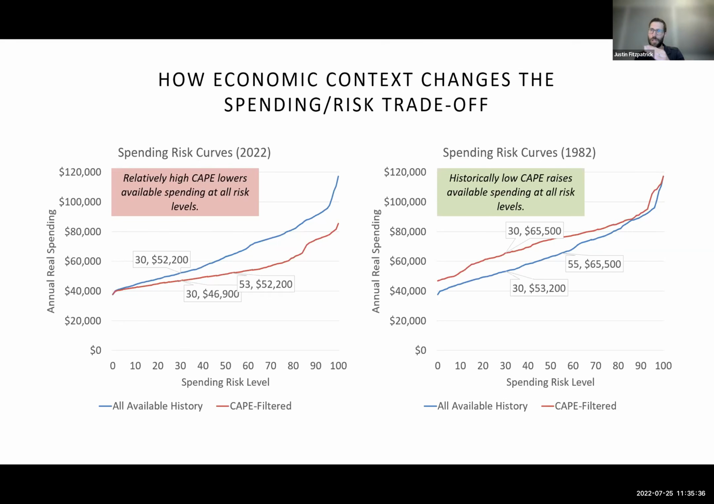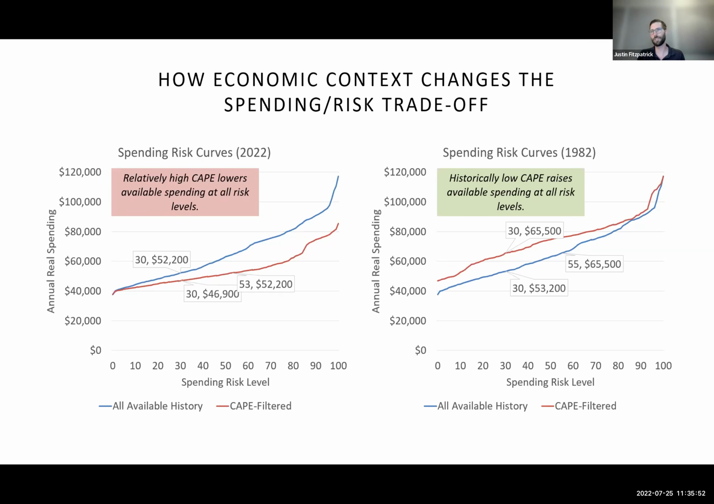The blue line shows everything from history up to 1982. The red line is through that CAPE lens, right? So at this point, income available at every risk level has gone up. So at 30, we went from 53.2 to 65.5.